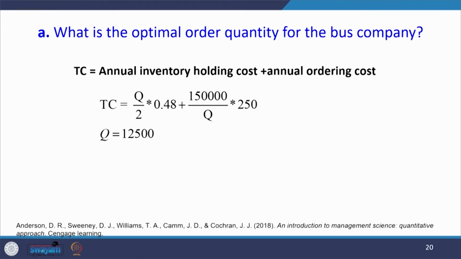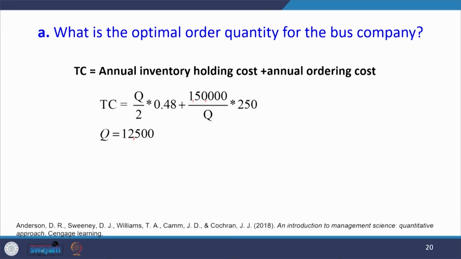What is the first question? What is the optimal order quantity for the bus company, EOQ? We know that the total cost is the annual inventory holding cost plus the annual ordering cost. So, Q upon 2 times 0.48 plus 150,000 upon Q multiplied by 250. So, the value of Q is 12,500. This we can solve with the help of Excel. So, I will go back to Excel.